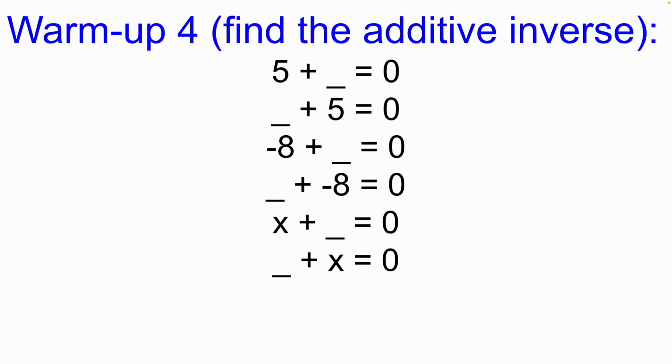So, warm-up number 4, let's find the additive inverse of these numbers. In other words, what number can we add to 5 to get the additive identity, which is 0? Same thing with -8, same thing with x. Take a minute and see if you can figure out what values go in each of these blanks. Go ahead and pause the video and see if you can figure it out.